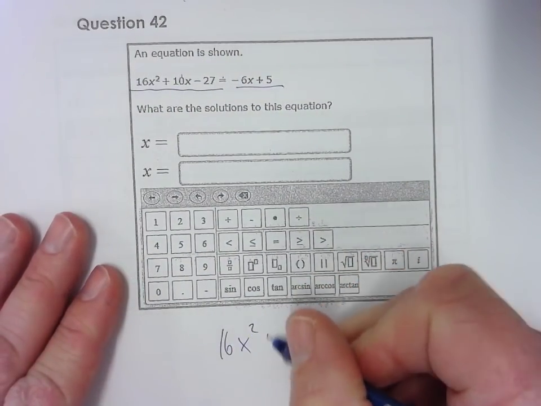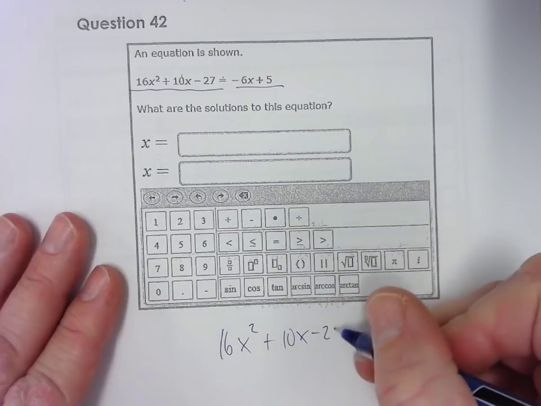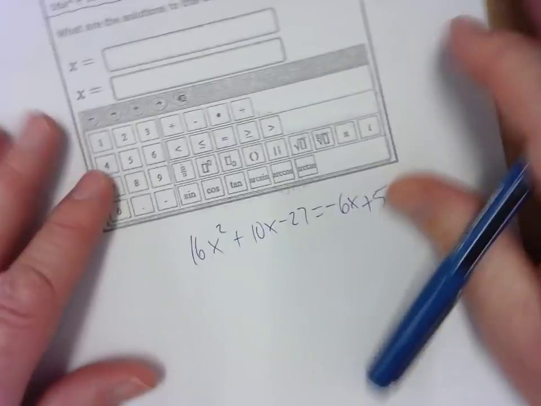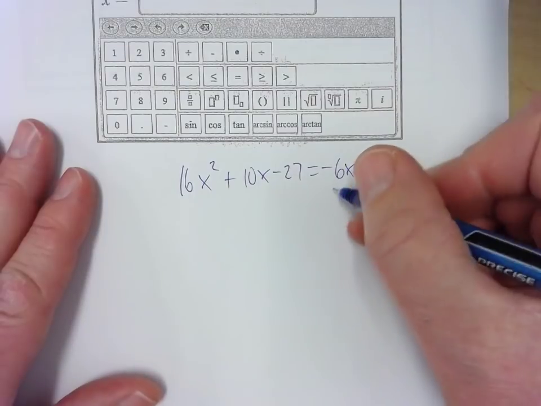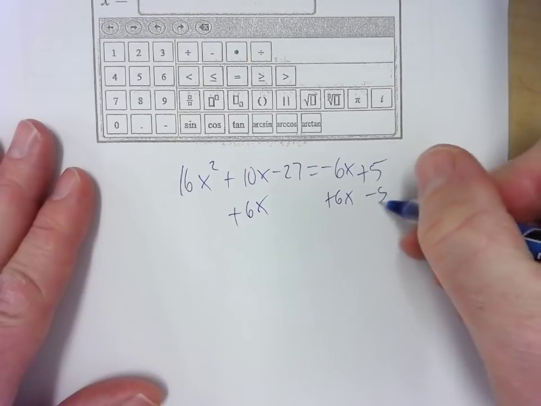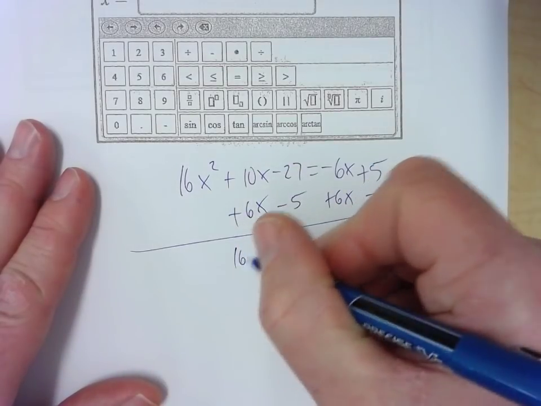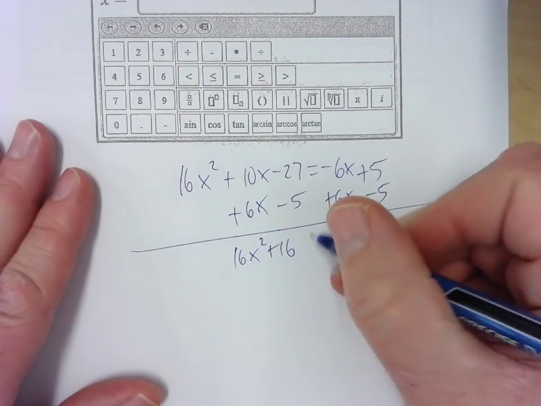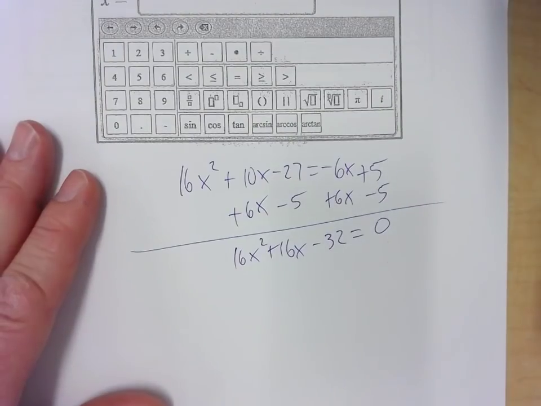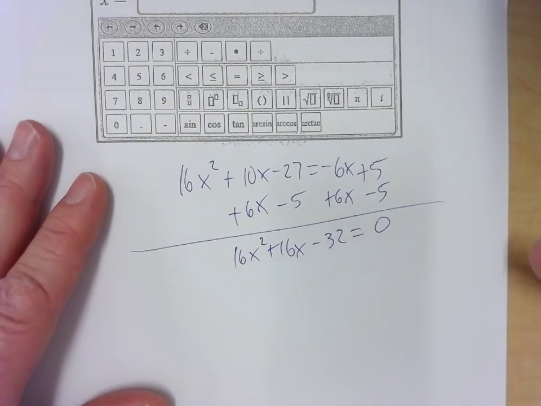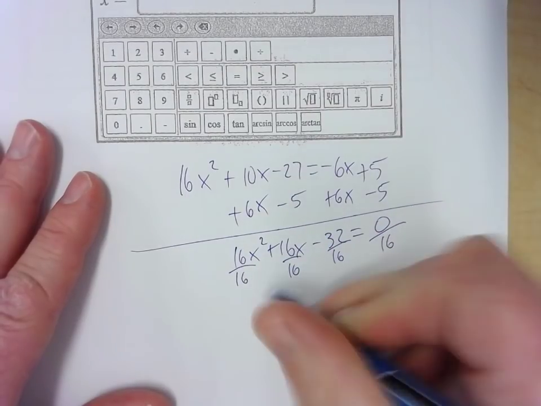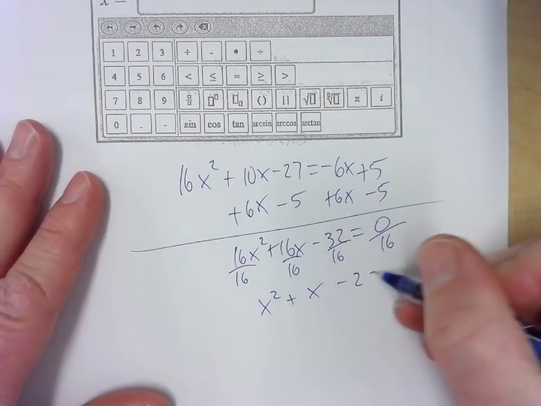So 16x squared plus 10x minus 27 is equal to negative 6x plus 5. All right, we're going to move everything to the same side. So we're adding over 6x. Subtract over 5. We get 16x squared plus 16x minus 32 is equal to 0. And this does factor, but it's a lot easier if you get rid of this common factor of 16 first. So you get x squared plus x minus 2 is equal to 0.